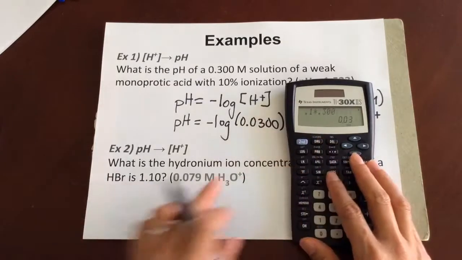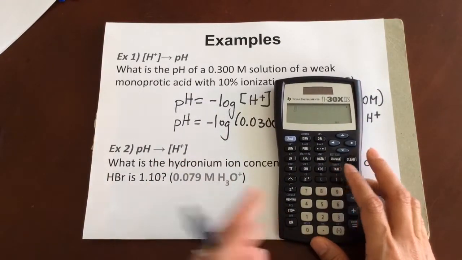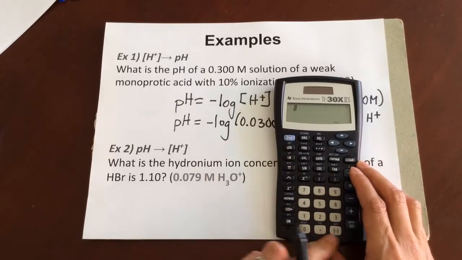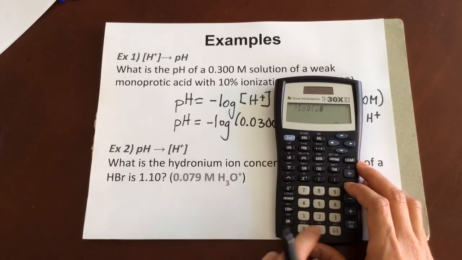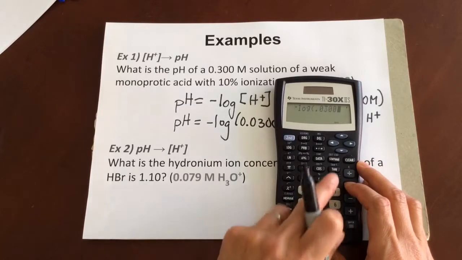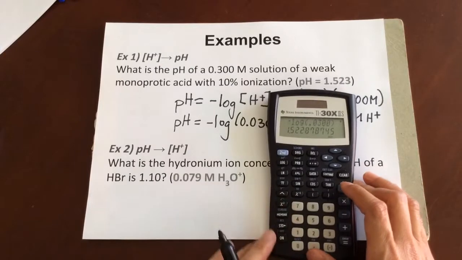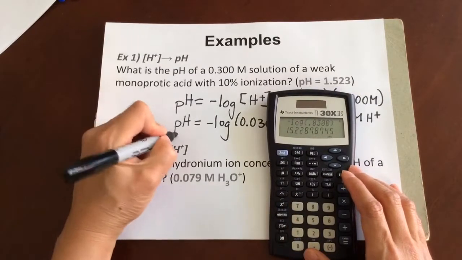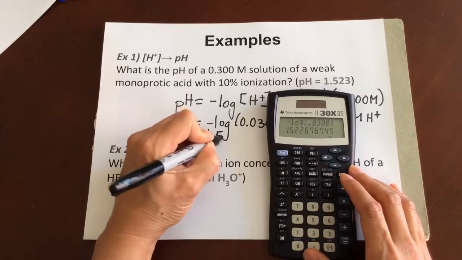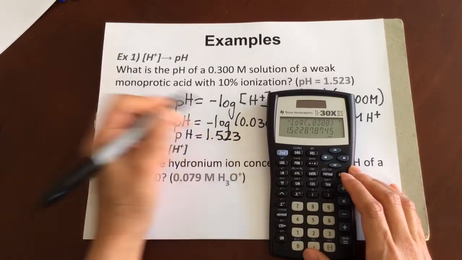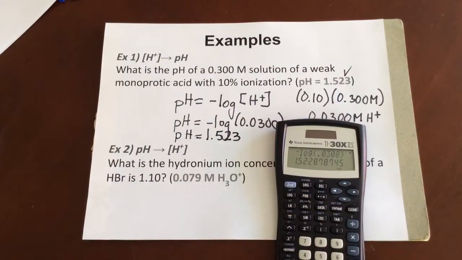And so you punch this number into your calculator. I'm going to clear it to make it as though we're starting anew. Here's my negative button. I press the log, 0.0300 in parentheses. And that then gives me my answer, which is pH equals 1.523. So here's my answer, and it checks off with the answer that I have up there.